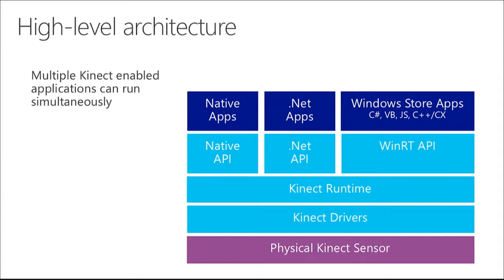A change, an improvement that we've made over V1. In V1, you could only ever have a single Kinect-enabled app running on your machine. So with V2, we've changed the architecture of the runtime to where you can actually have multiple apps running simultaneously, all sharing the data that's coming off of the sensor.